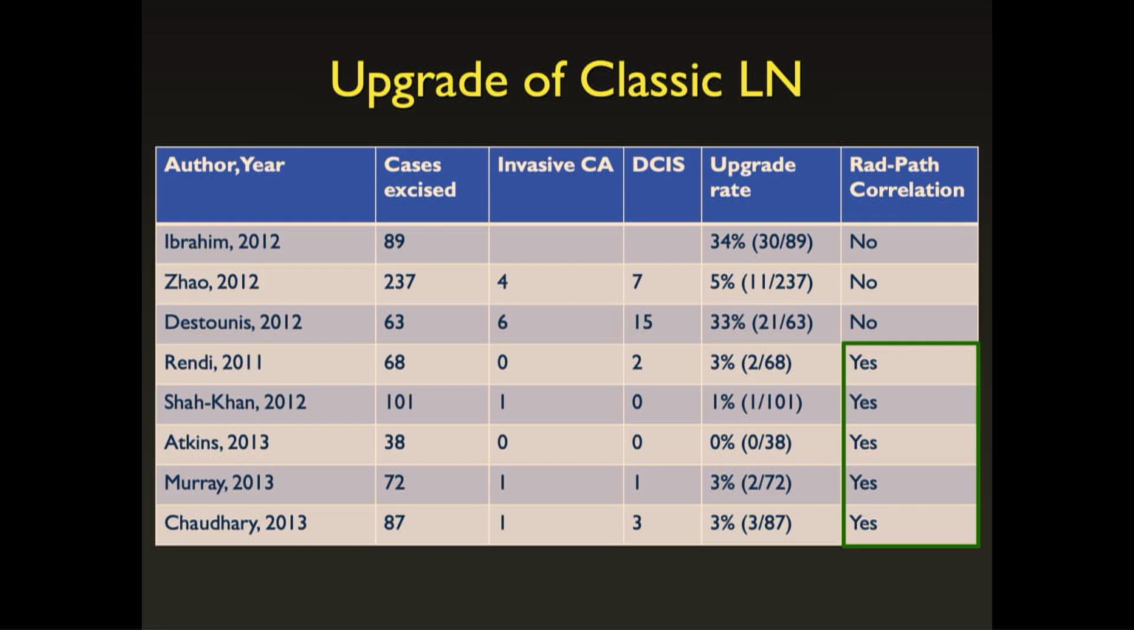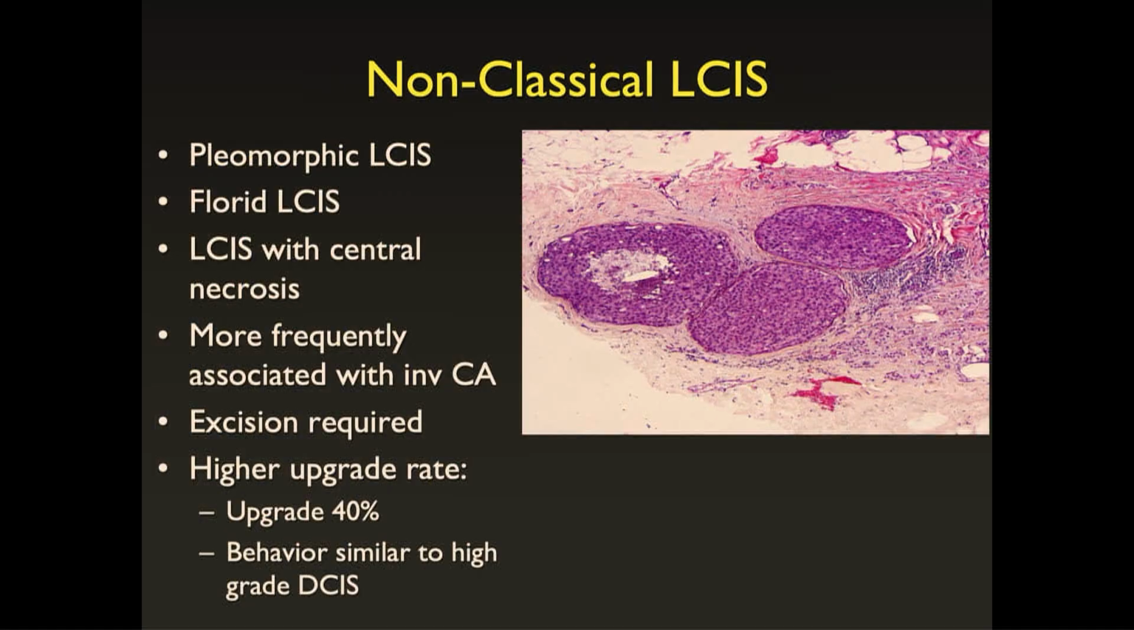For these reasons, we stopped excising lobular neoplasia, LCIS, at Memorial probably 7 or 8 years ago, and we've kept to that policy since then. Of course, that's only for classic LCIS. If you have non-classical LCIS, any kind of a variant, pleomorphic LCIS, florid LCIS, LCIS with central necrosis, in those cases, we always recommend surgical excision. They're more likely to be upgraded, at about 40%, more frequently associated with an invasive cancer. So the non-excision is only for the classic LCIS.